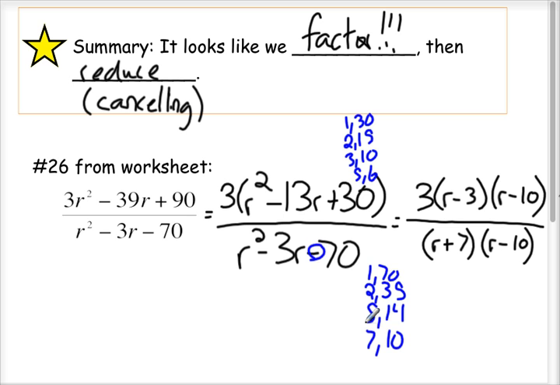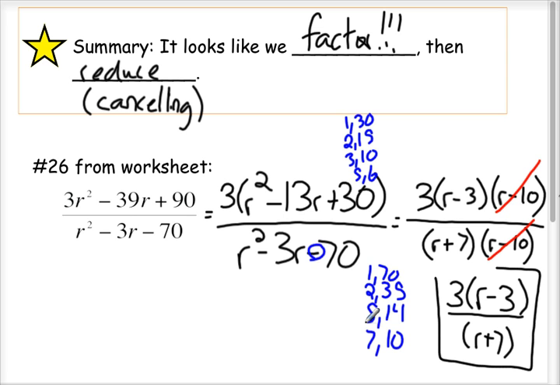So now that it's completely factored, what you need to do is cancel anything that's the same top and bottom. So I'm going to cancel these parentheses of r minus 10. So what I end up being left with is that 3 and the r minus 3 on top, and then the r plus 7 on the bottom. That is my final answer.